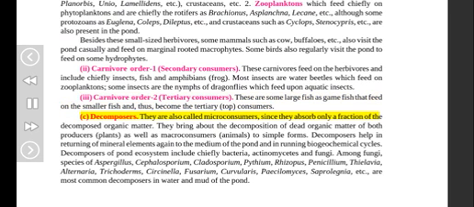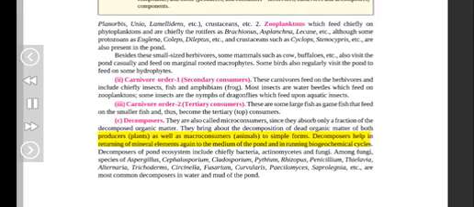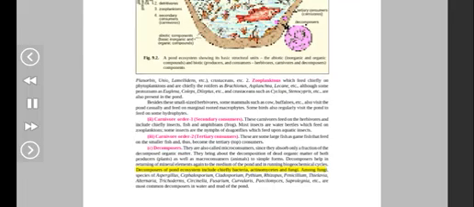Decomposers. They are also called microconsumers, since they absorb only a fraction of the decomposed organic matter. They bring about the decomposition of dead organic matter of both producers, plants, as well as macroconsumers, animals, to simple forms. Decomposers help in returning of mineral elements again to the medium of the pond and in running biogeochemical cycles. Decomposers of the pond ecosystem include chiefly bacteria, actinomycetes and fungi.